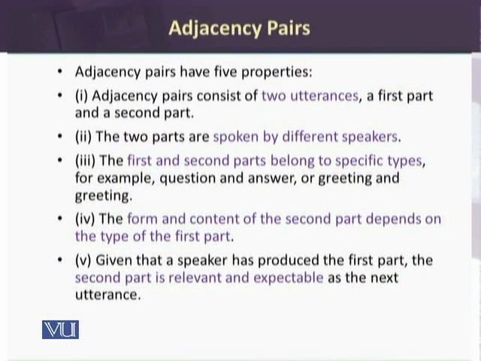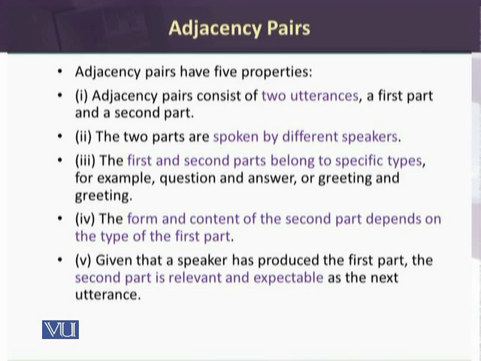Adjacency pairs have five important properties which I'll read in front of you. They consist of two utterances. A single utterance cannot make an adjacency pair. A first part and a second part. The two parts are spoken by two different speakers. There have to be two different speakers. The first and second parts belong to specific types, for example, question and answer, or greeting and greeting.